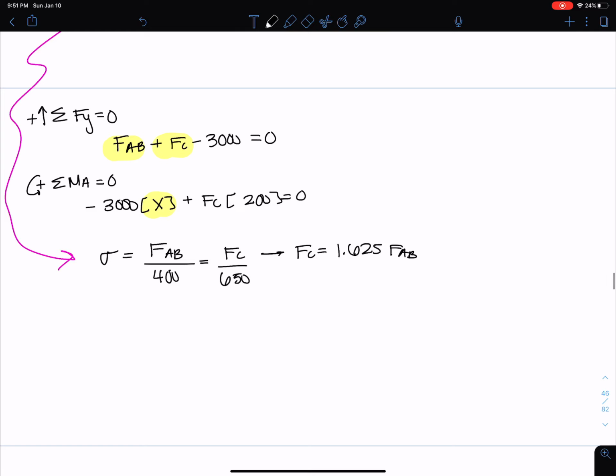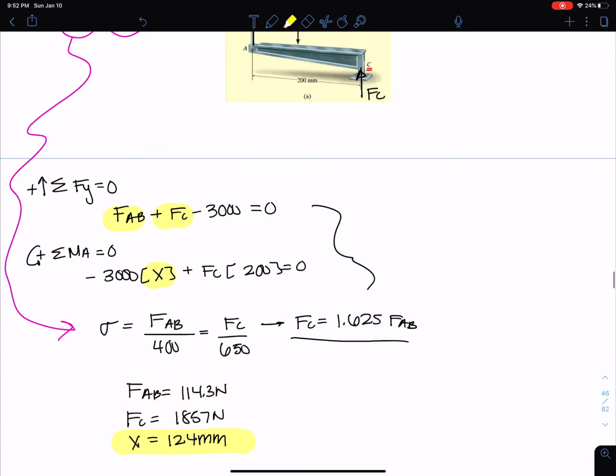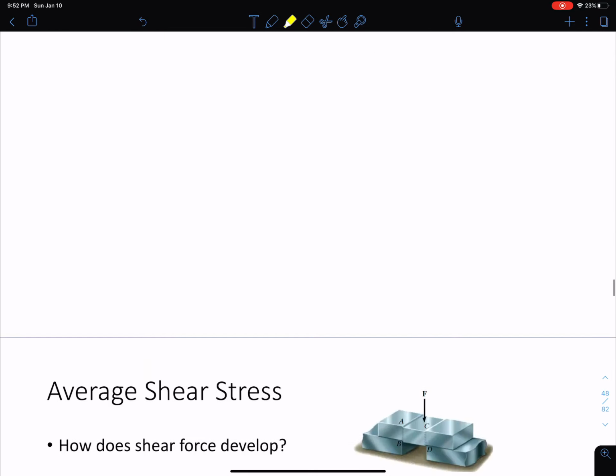I can plug all three of these in for each other, and I end up getting FAB equals 114.3 newtons, FC equals 1857 newtons, and X is equal to 124 millimeters. So this is the distance required for the tension in the chord AB to be equal to the compression at that smooth support. Okay, so the fun problem, right?